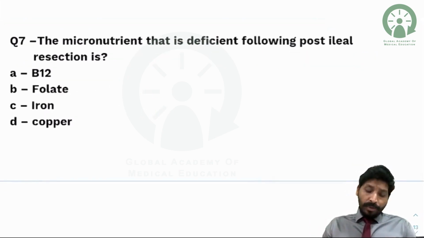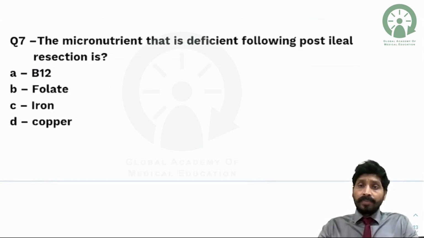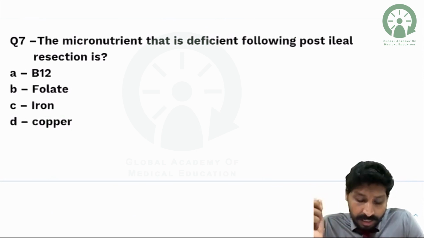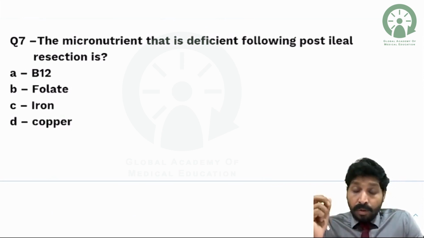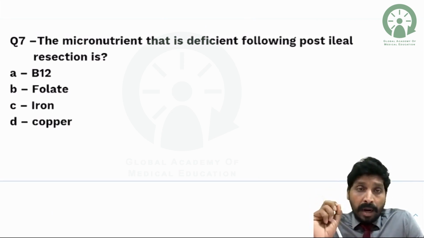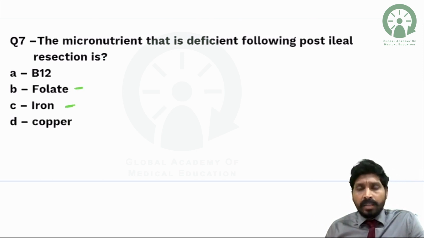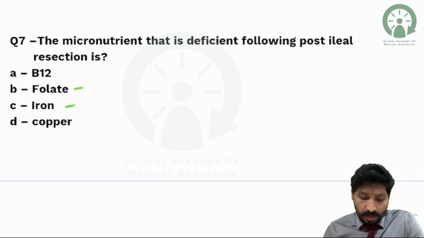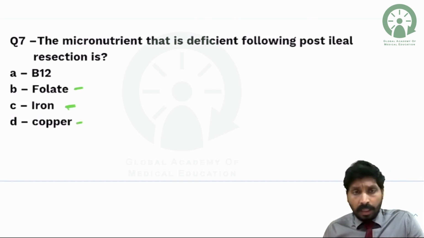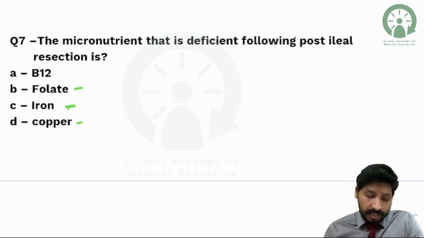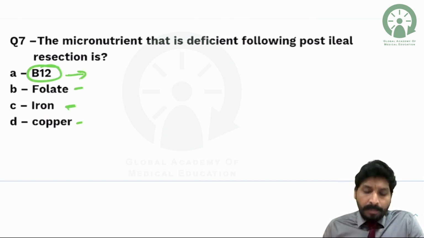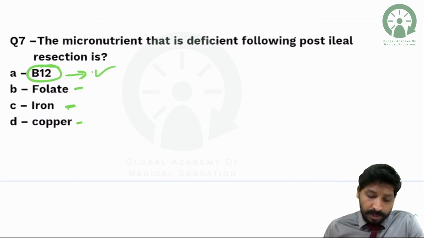The micronutrient that is deficient following post-ileal resection. So when you remove the post-ileal part, which micronutrient absorption will be affected? So here folate has nothing to do with that, and iron also has nothing to do with that, because iron absorption requires copper. These three have nothing to do with the post-ileal resection. The only one is B12, because it is absorbed in the ileal section, so B12 will be affected. So the correct option is B12.